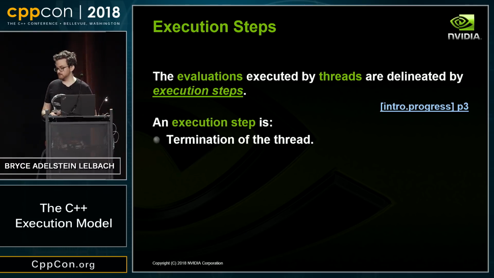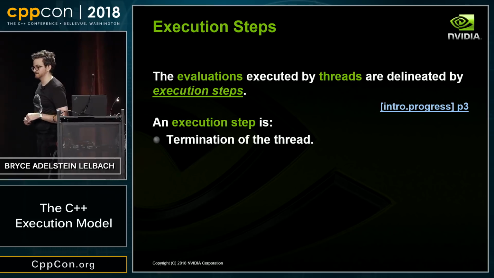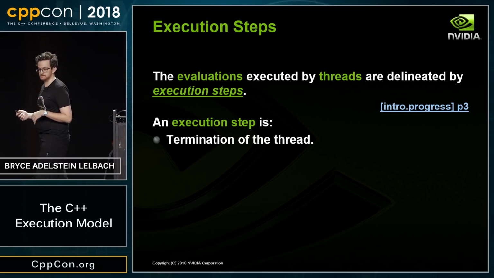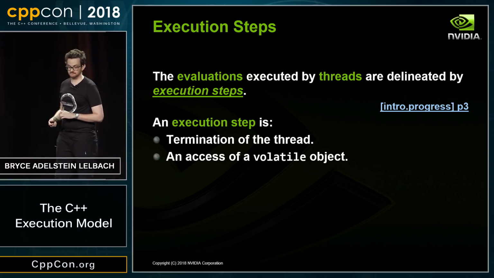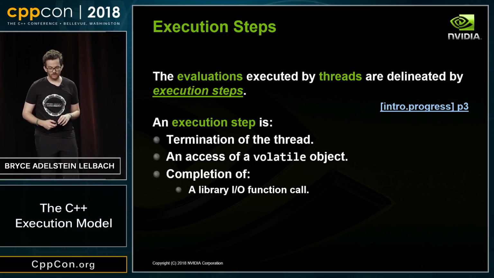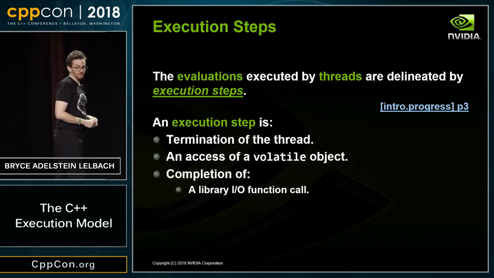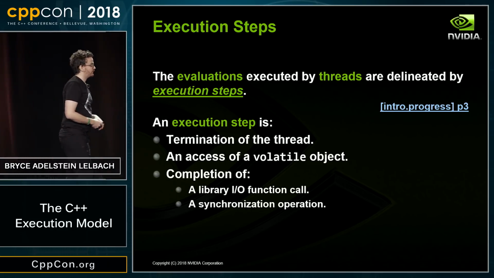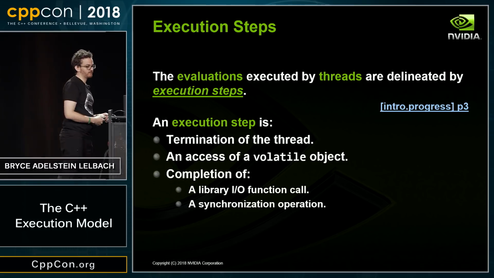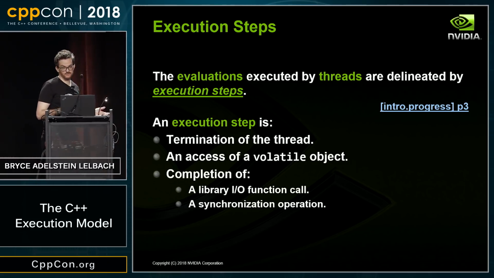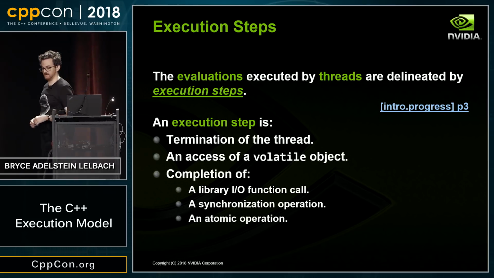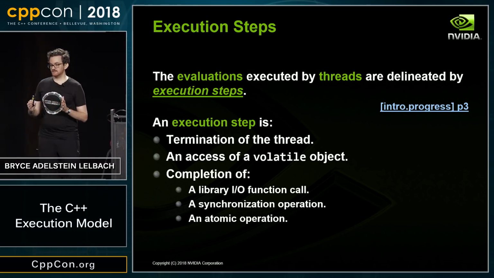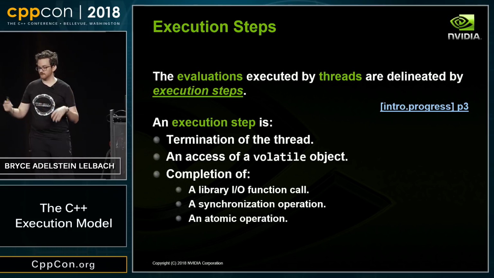So an execution step is one of these things. It's either the termination of the thread, so the thread's done, an access of a volatile object, either a read or a write, or the completion of a library I/O function call, or a library synchronization operation, like mutex lock or unlock, or an atomic operation. All of these are execution steps, and you can think of these as the stages, or epochs, of the evaluation of a function.